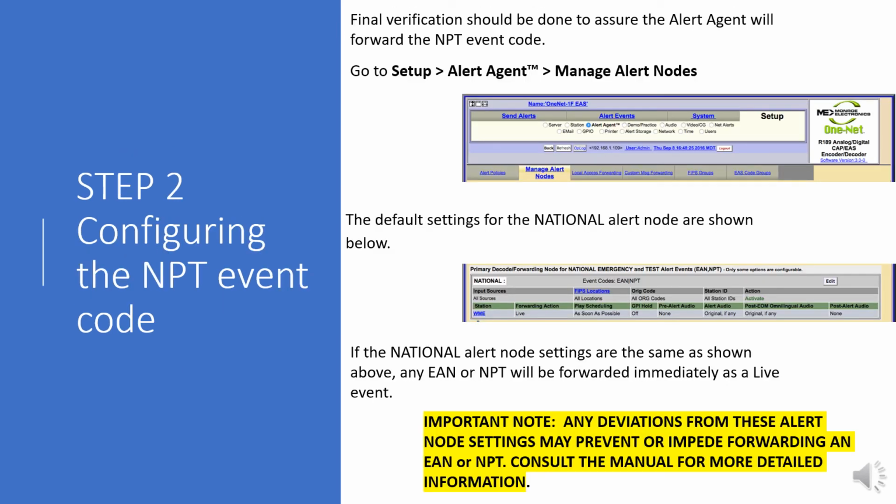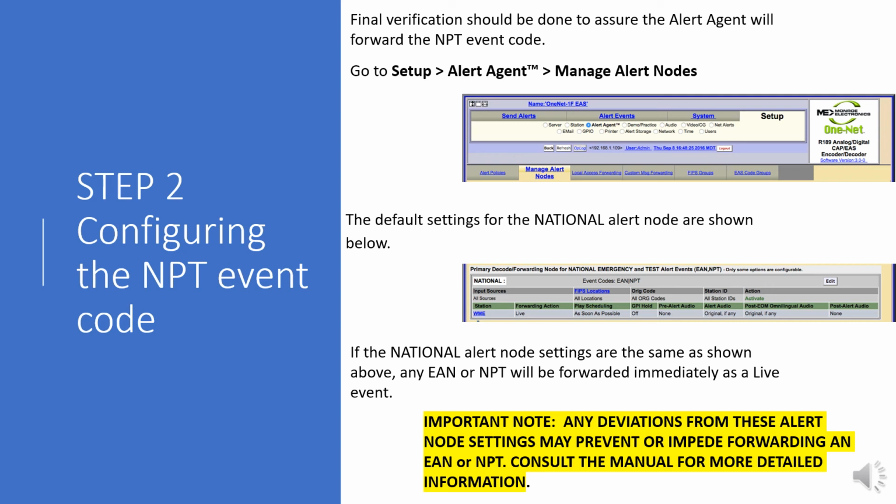Step 2. Configuring the NPT event code. Customers running software version 4 should find that the EAN and NPT event codes are enabled by default. So this step will be final verification to ensure that the alert agent will forward the NPT event code. Go to Setup, Alert Agent, and Manage Alert Nodes. The default settings for the National Alert Node are shown in the image below.